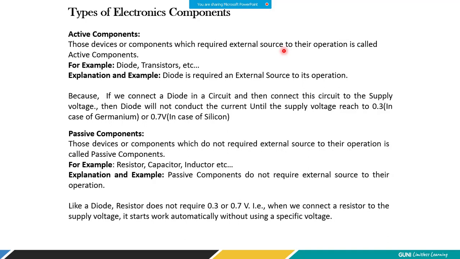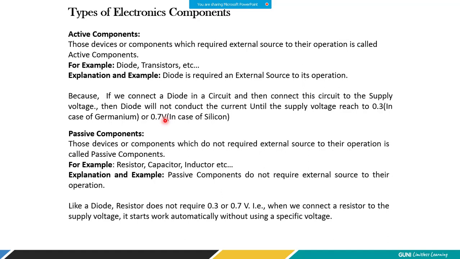Explanation and example: a diode requires an external source for its operation, because if we connect a diode in a circuit and then connect this circuit to the supply voltage, then the diode will not conduct current until, please understand, the supply voltage reaches 0.3 volt in case of germanium or 0.7 volt in case of silicon. You know what is germanium and what is silicon, right? That you know very well, known semiconductors. So this is the minimum required voltage in order to trigger the operation of the diode.